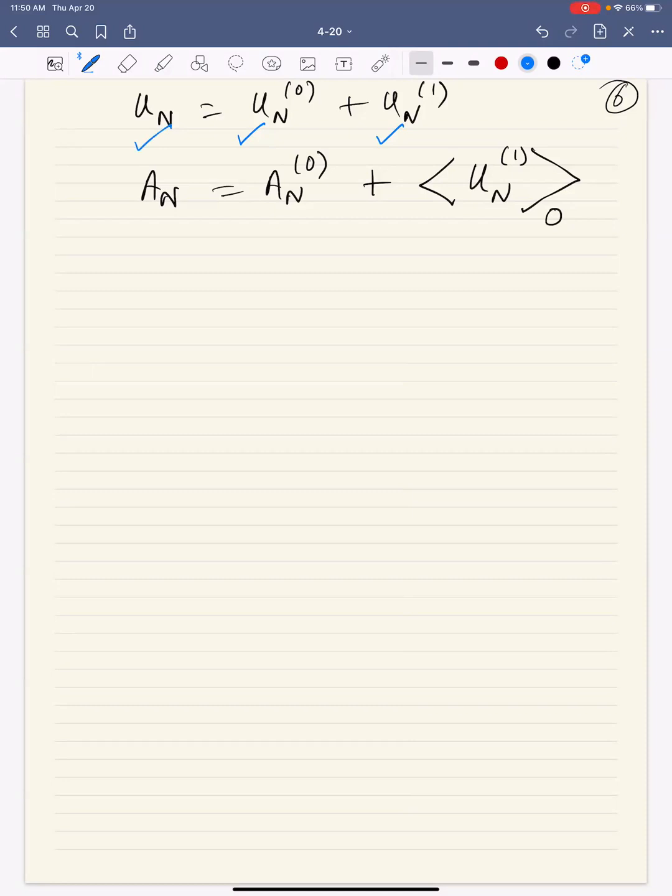Now comes the tricky part. A_N1, clearly we don't know. So I should not write a cross, I should write a question mark. That's what we are trying to calculate. A_N0, here you had to take a leap of faith with me. I said that our reference potential should be simple enough that we can calculate A_N0. That is the point here. So this I will write as meh.